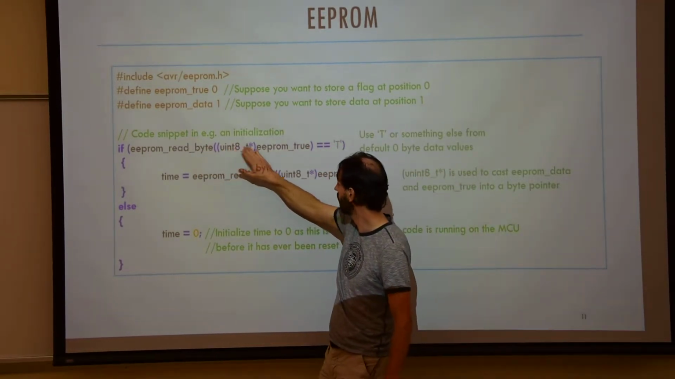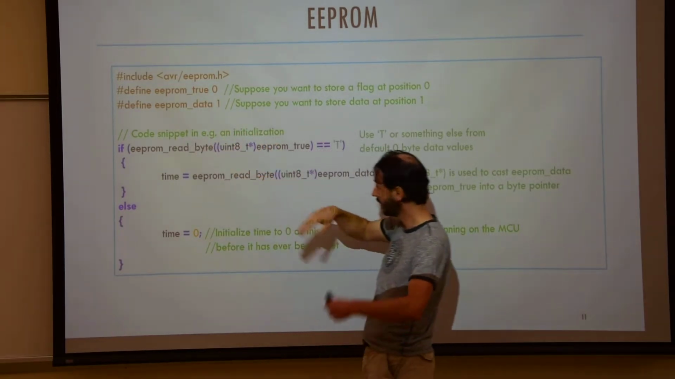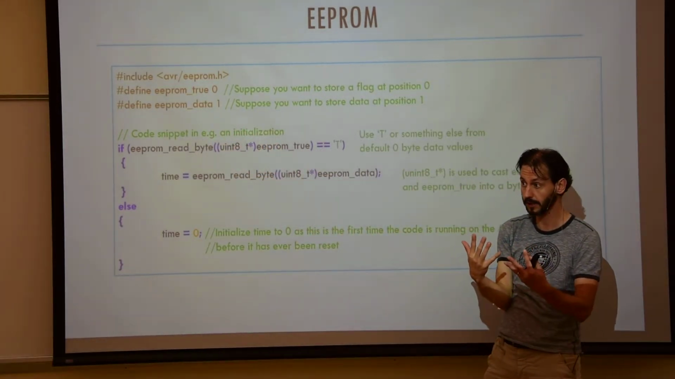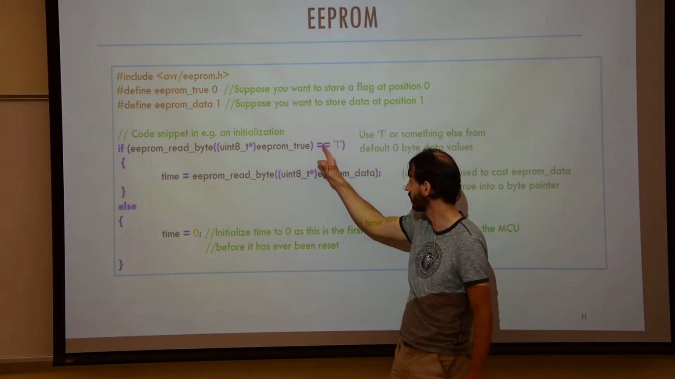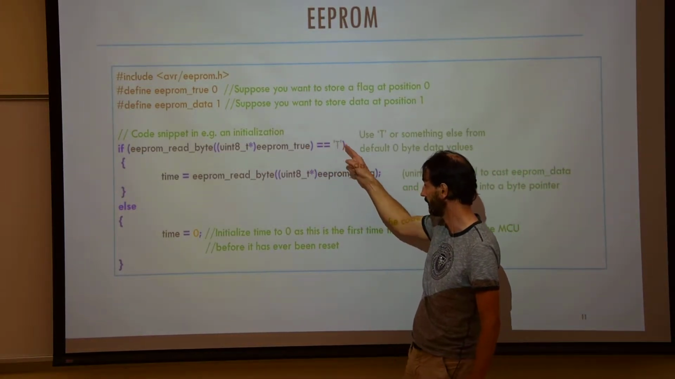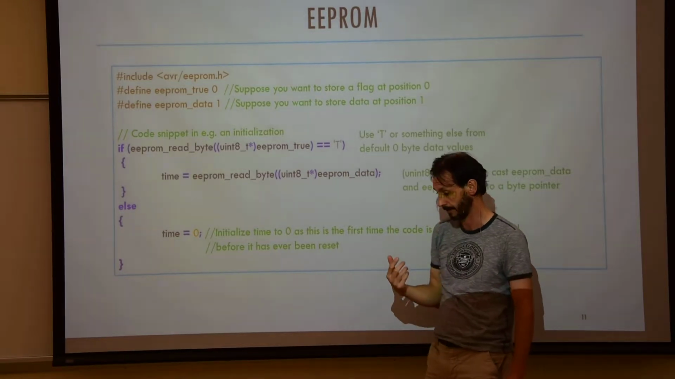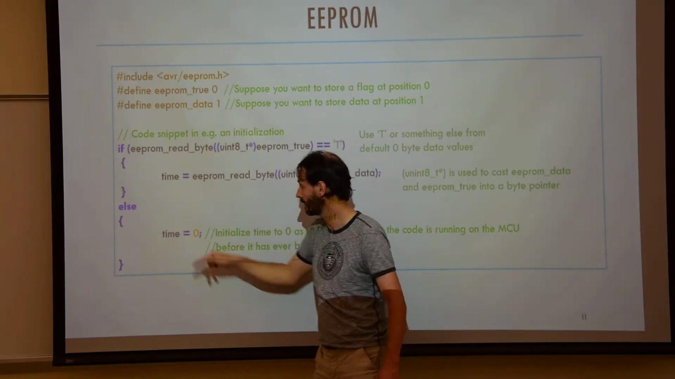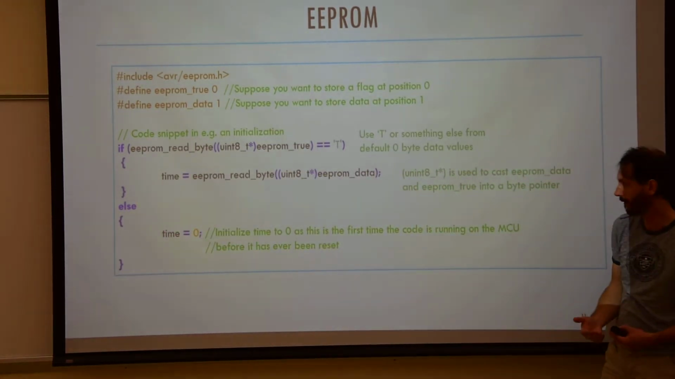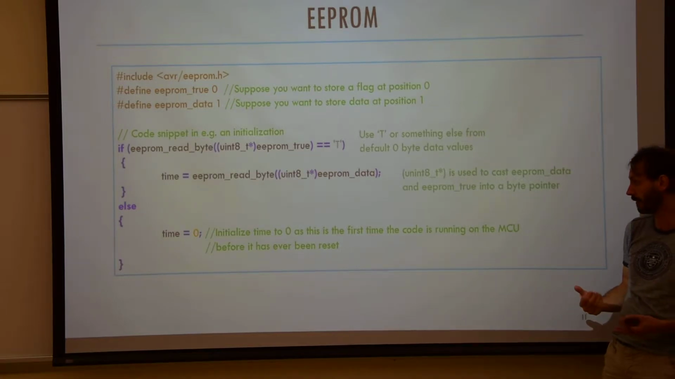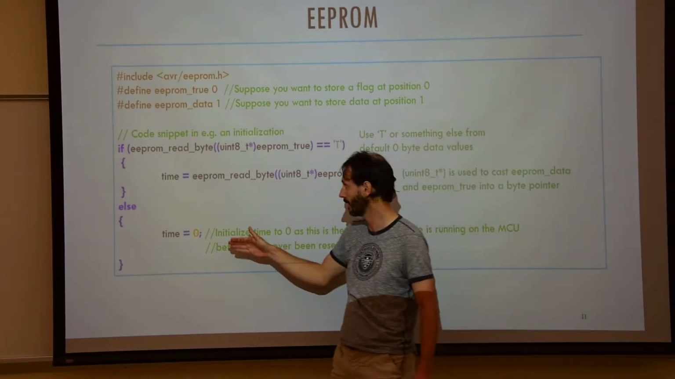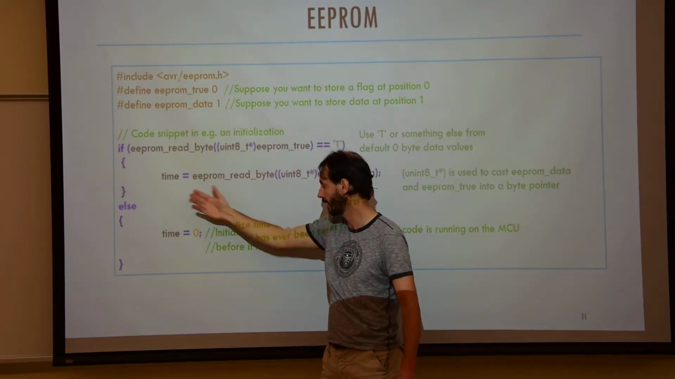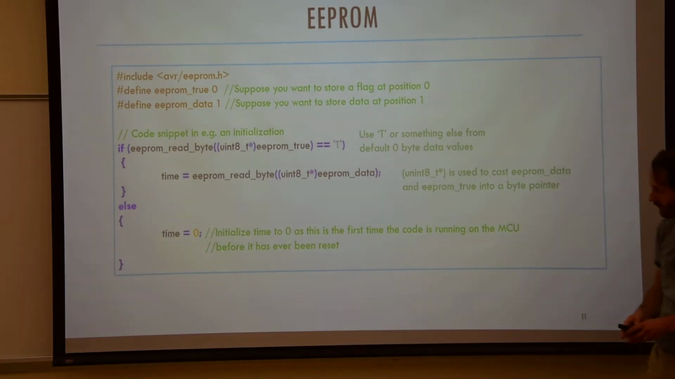Because if we read from this particular address 0, then the value that we read is initially defaulted to the 0 character, and 0 is not equal to the true, to the T character, the 8-bit T representation. So else, if that happens, we will set time to 0, because effectively we have not done anything so far. It's really the first time that this code is running on your MCU, and before that time it had never been reset in some sense. So, okay, it's a type of code that you can use.